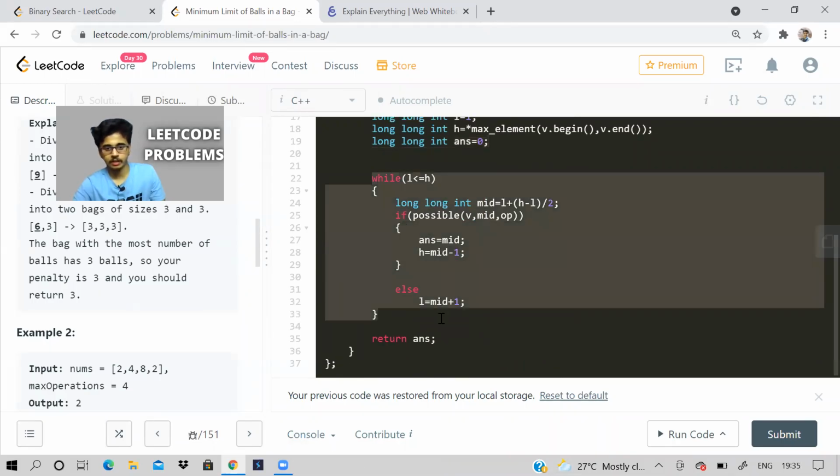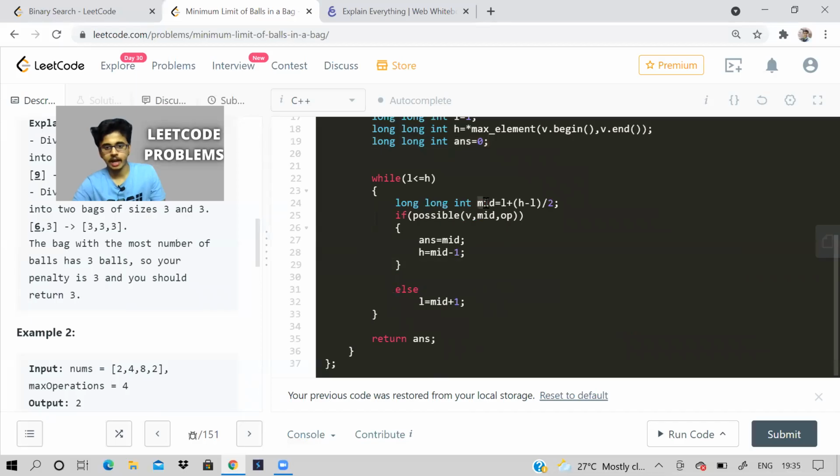Now we're applying binary search and calculating mid, and we are sending something to this function called possible. We are sending the input array, mid, and number of operations. And if this function possible is possible, then we will search on the left side in order to get a reduced answer, minimized answer. Otherwise, we'll search on right side and finally we'll return our answer.